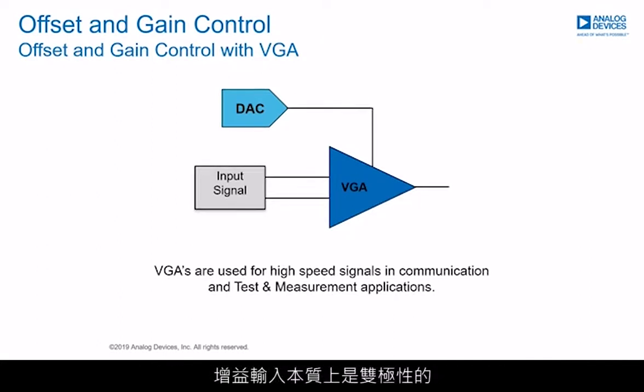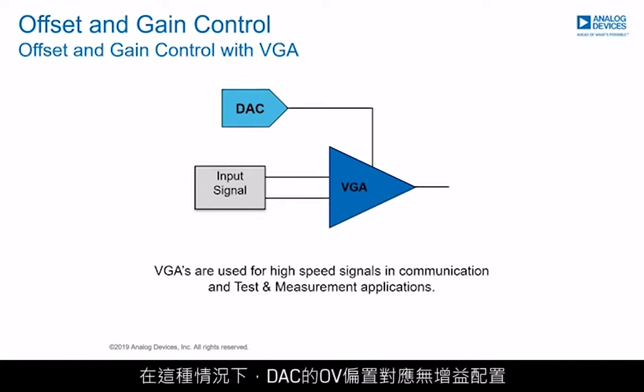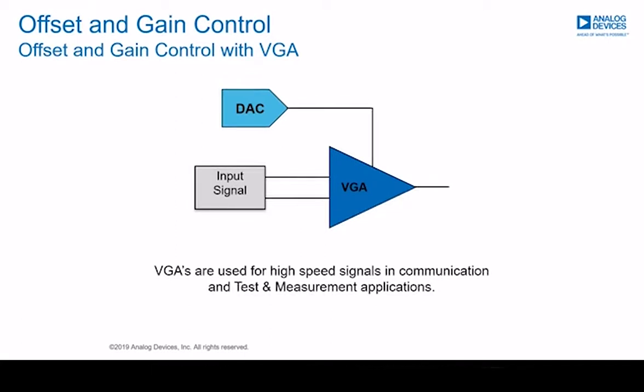Gain inputs are often bipolar in nature to enable amplification of both positive and negative swinging inputs to the VGA. In this case, the 0 volt bias from the DAC is the no gain configuration.